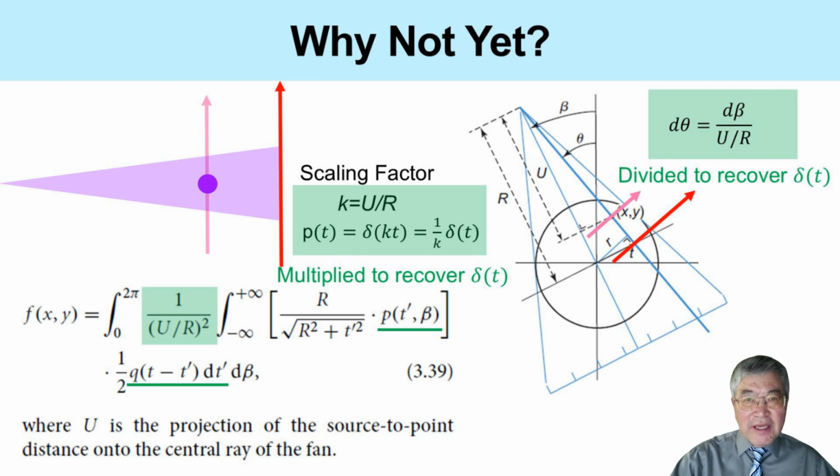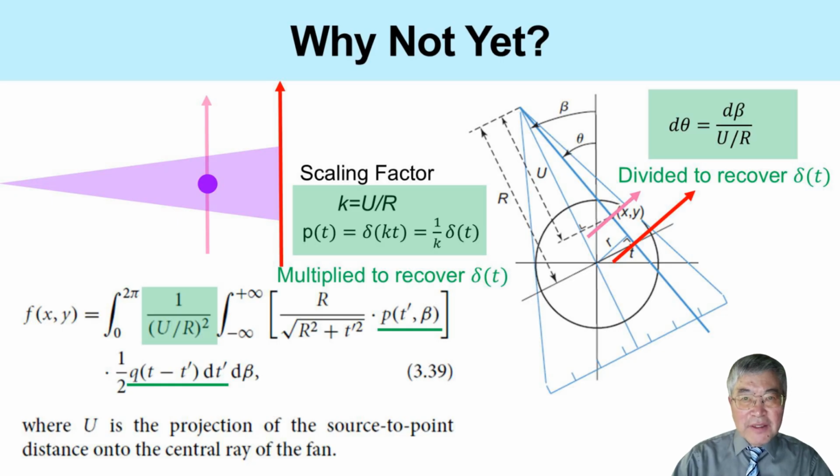These two effects act in opposite directions. For the magnification effect, the divergent beam stretches the point object on the detector. To bring that magnified point back to the original scale, we need to multiply by u over r. That is the situation shown on the left side of the slide. But for the angular conversion, the situation is different.